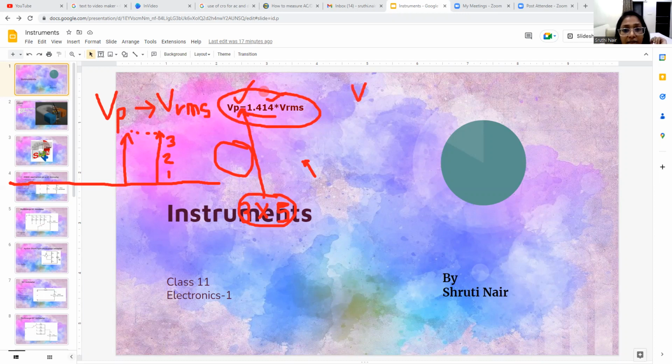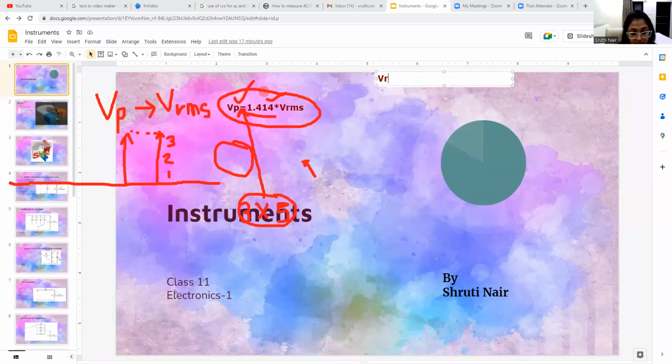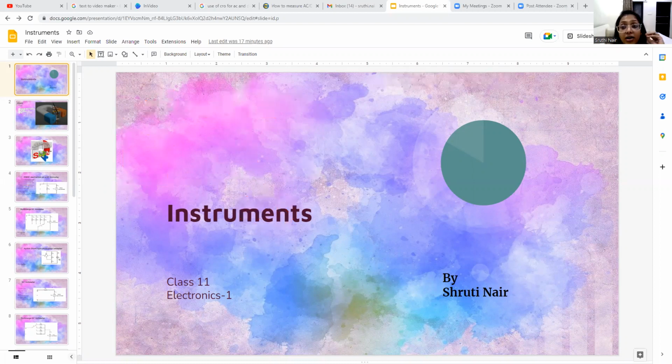So can I get VRMS? Yes, definitely I can get VRMS. I can write VRMS is equal to, taking √2 to the other side, it will be VP divided by 1.414, and that you can definitely do using the calculator. Fine. So this is how you will measure the AC voltage. Fine. Now let us continue. Okay, so that is how it will be done.